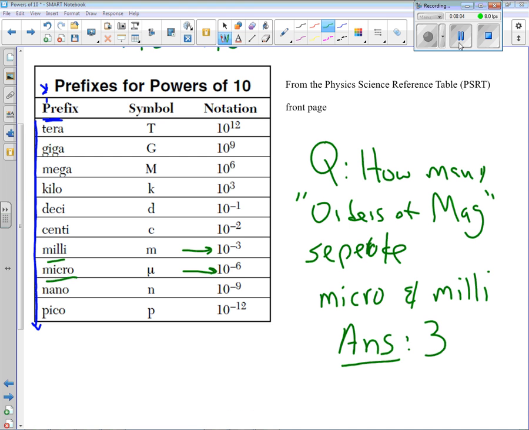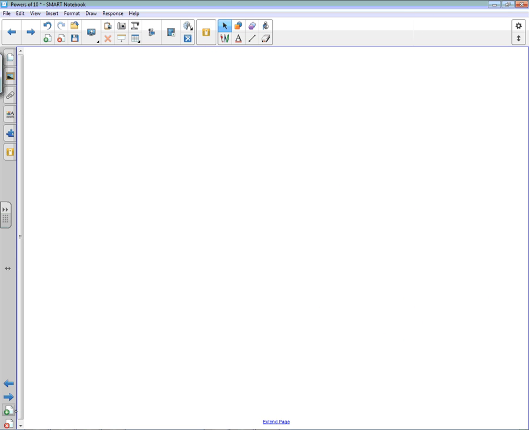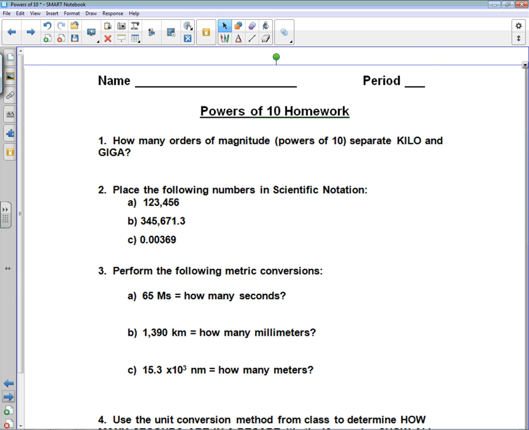There's a similar question like that on the worksheet. So let's take a look at the worksheet for a second. Here's the homework, powers of 10 homework, and you can see the very first question is about how many orders of magnitude separate kilo and giga. You can take the knowledge you just learned in the last example and try to answer that question.